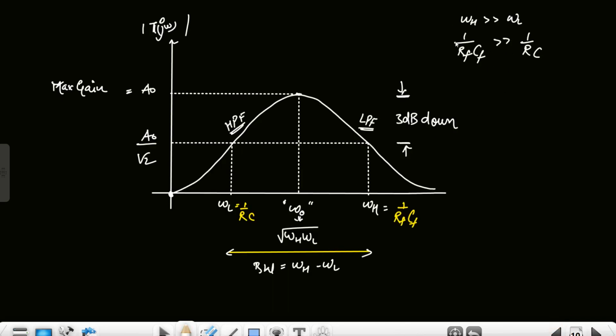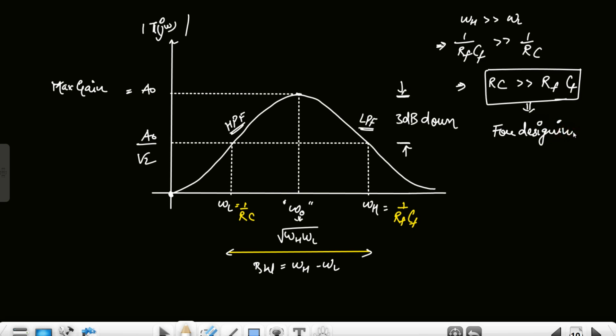And one more thing: from this condition we can see that RC should be very much greater than RFCF, right? This is from the designing point of view. This is the condition that should be satisfied, that RC should be very much greater than RFCF, for the design of the band pass filter.